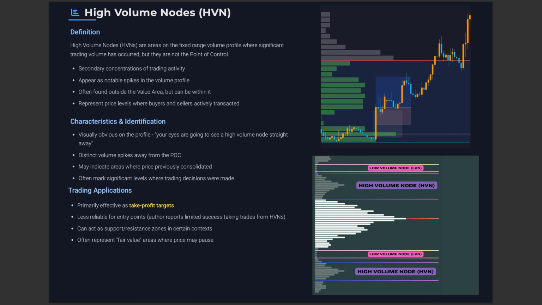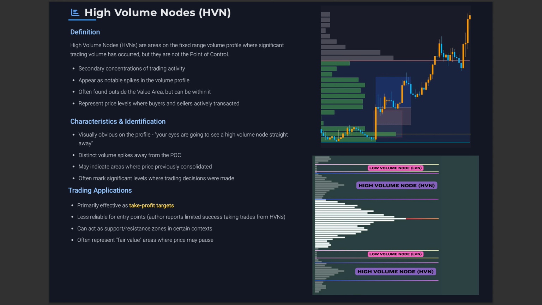Now, here's my honest take on trading HVNs. I personally don't like taking trade entries from these levels. I haven't found much success shorting from resistance HVNs or buying from support HVNs. However, and this is important, you might find success with them.